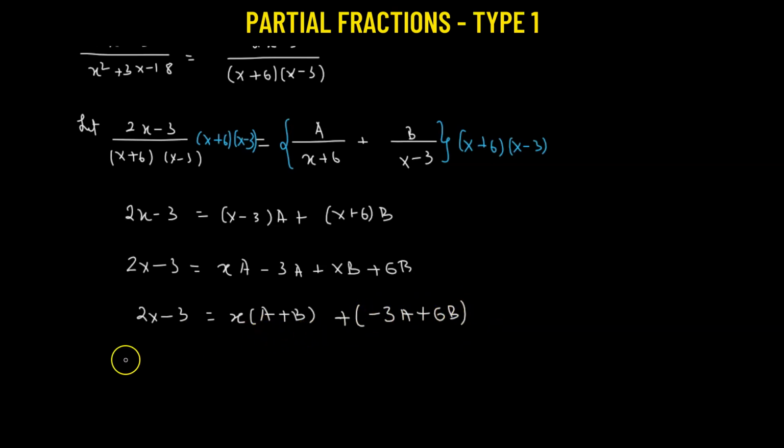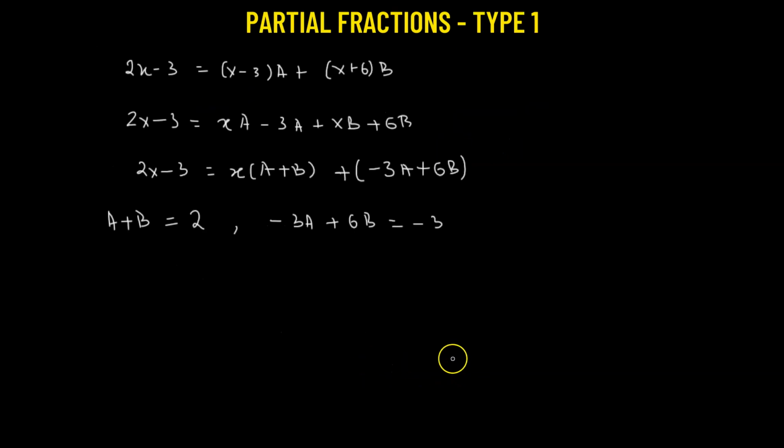Our task will be to compare both sides of the equation. On comparing, the coefficient of x on the right hand side is A plus B, which equals the coefficient of x on the left hand side, which is 2. Similarly, comparing the constant terms, we have negative 3A plus 6B equals negative 3. Now we can take negative 3 as the common factor: negative 3 multiplied by A minus 2B equals negative 3. We can divide both sides by negative 3 to get A minus 2B equals positive 1.